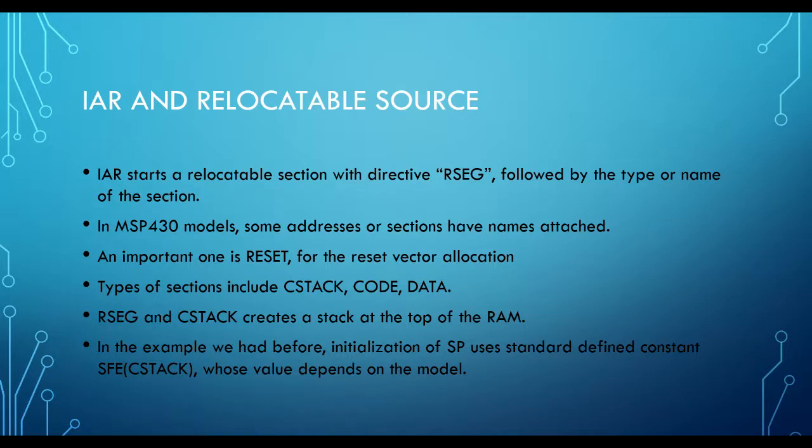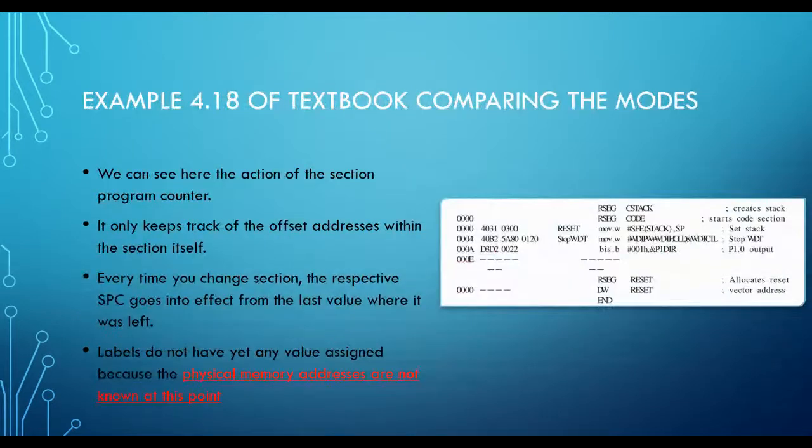Okay, I want this part to be a relocatable segment. In the example, we initialize a stack. So basically you can define an RStack and CStack. The CStack is, okay, I want a stack of memory, but I let the linker define where this stack of memory should be. So we can see the action of the section program. It keeps track of the offset address within the section. So basically this is how it works.